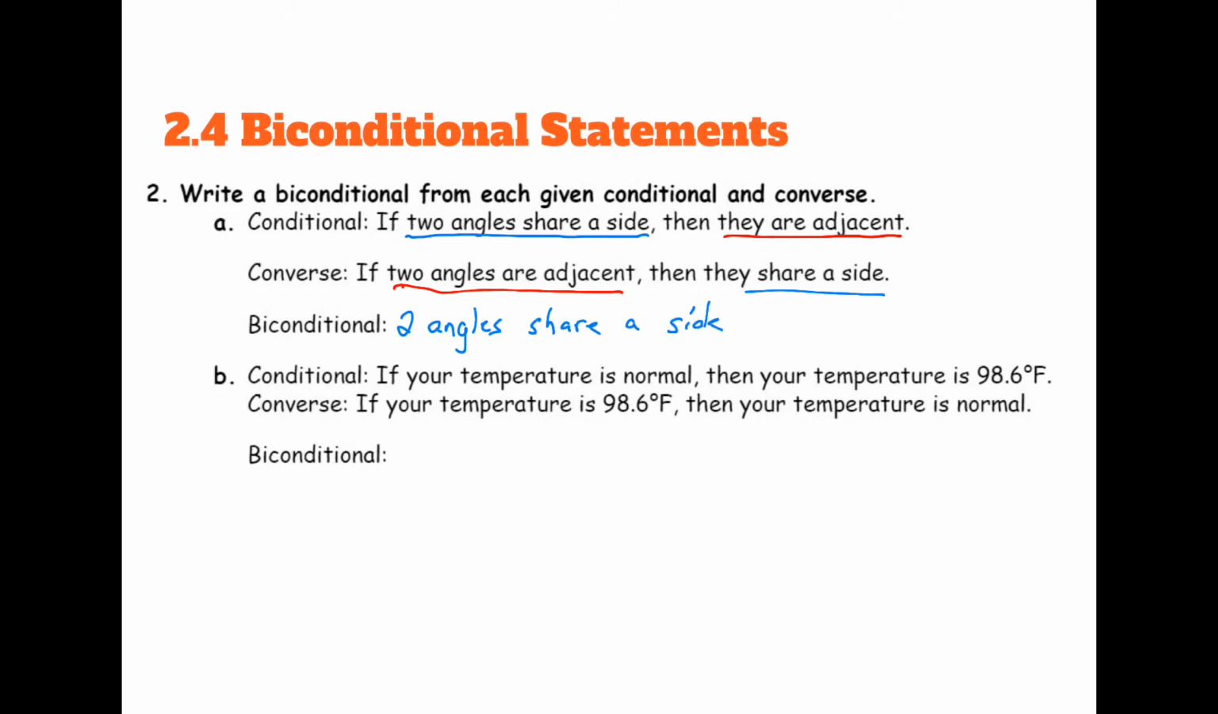And then this is when we're going to write the phrasing that makes it a biconditional. And that's the phrasing if and only if. And then we just write our conclusion. Right? They are adjacent.